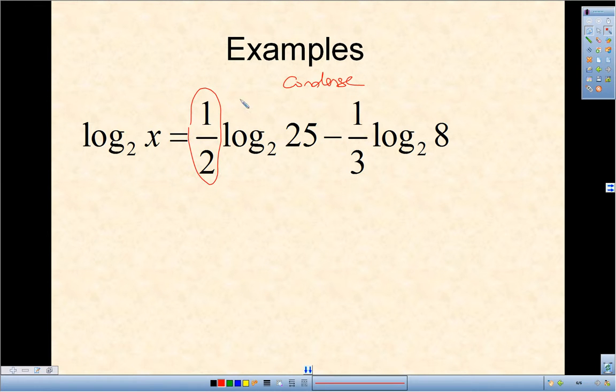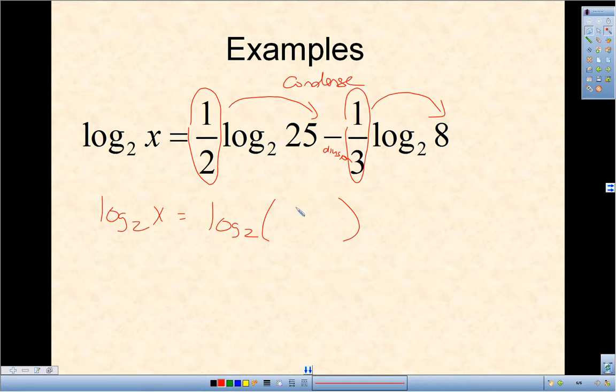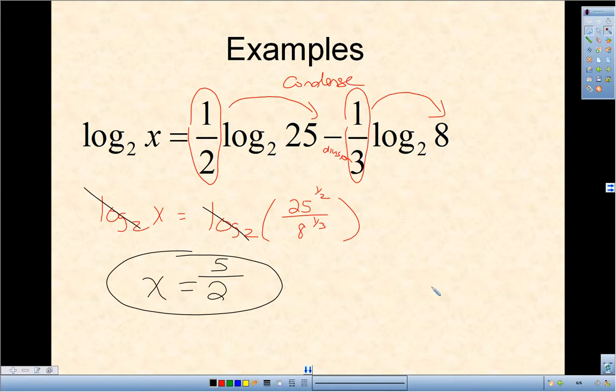I notice this 1/2 is going to become the exponent. This 1/3 is going to become the exponent, and I'm going to rewrite this subtraction as division. So what I'm going to have here is log base 2 of x equals log base 2 of 25 to the 1/2 power over 8 to the 1/3 power. And then if you notice, the logs are the same on both sides, so they cross out, so that leaves me x equals, and remember 1/2 means square root, so 25 to the 1/2 means the square root of 25, which is 5, and then 8 to the 1/3 means the cube root, so the cube root of 8 is 2, and that's it. x is equal to 5 over 2.